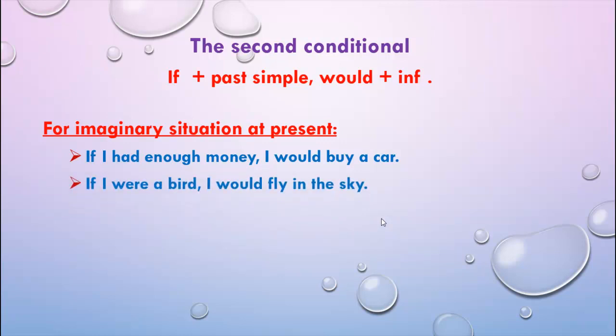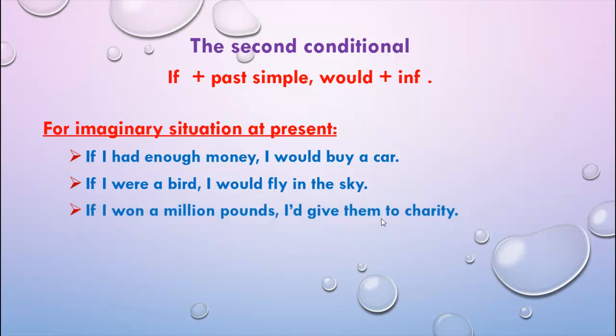If I were a bird, and of course this is impossible to happen, I'm just imagining. If I were a bird, I would fly in the sky. Another sentence, if I won £1 million, I would give it to charity. So in these three sentences, they are imaginary situations at present.